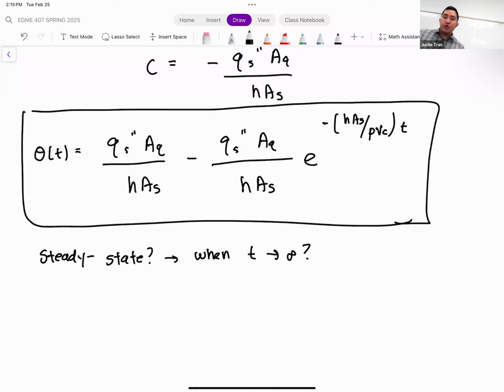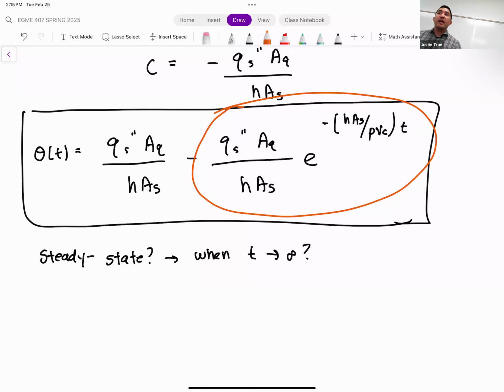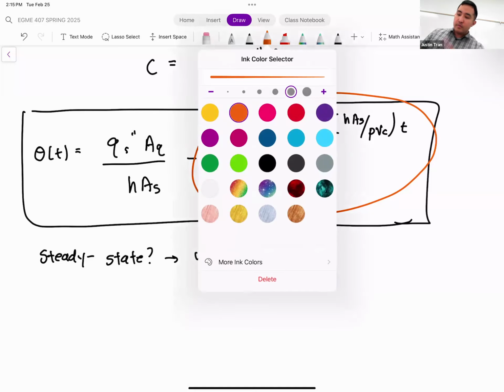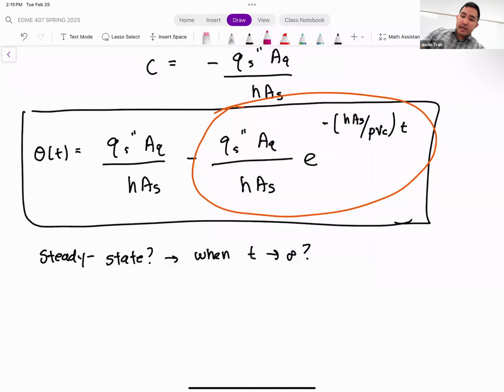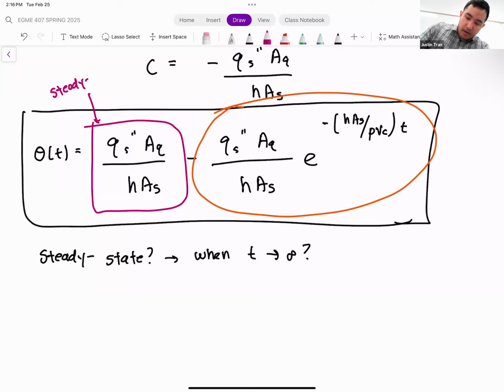If you look at the solution here, there is one term that's going to go away when t approaches infinity, which is this term right here, because we have that decaying exponential. And so in this case, we do have a steady state temperature, and our steady state temperature is going to be this term right here, which does not have any exponential. I wanted to mention that really quickly just because I know it's on the homework, but we'll touch on this again at the beginning of class on Thursday.